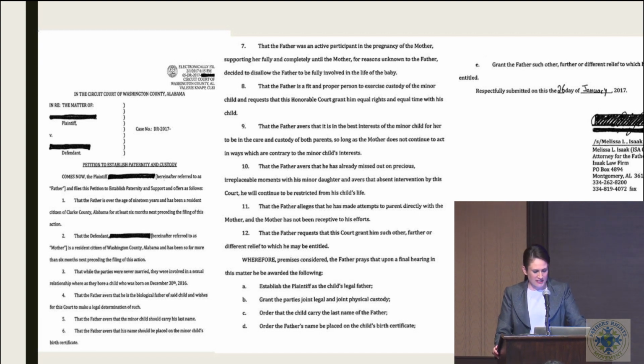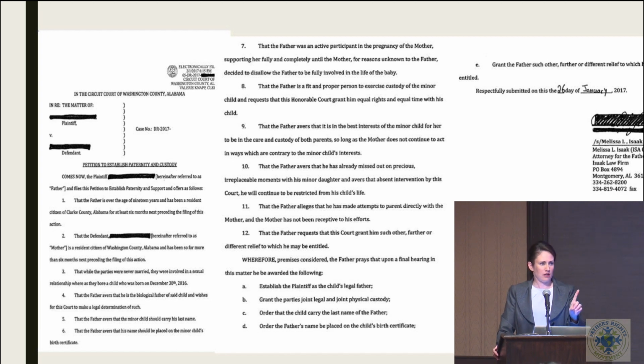The father avers it is in the best interest of the minor child for her to be in the care and custody of both parents, so long as the mother does not continue to act in ways which are contrary to the minor child's best interest. So the question was, is there any strategic advantage to asking for full custody and then maybe hoping the judge will rule somewhere in between?